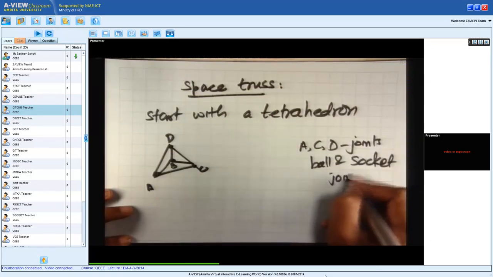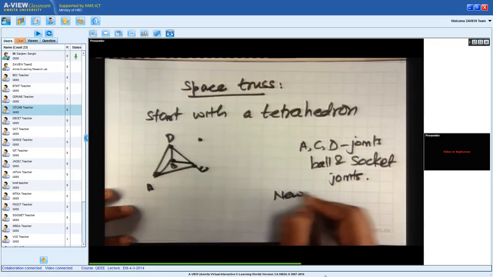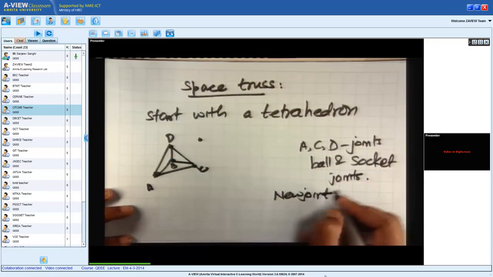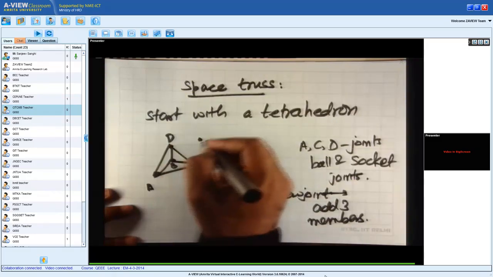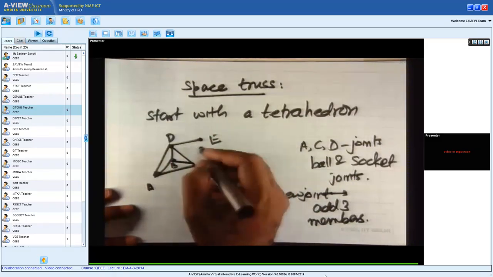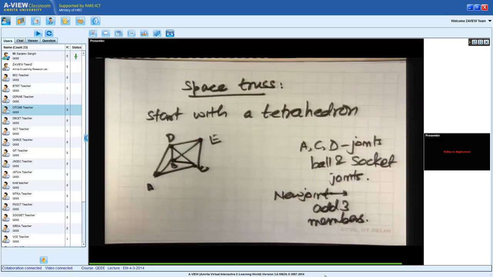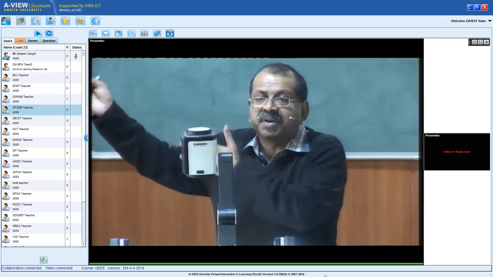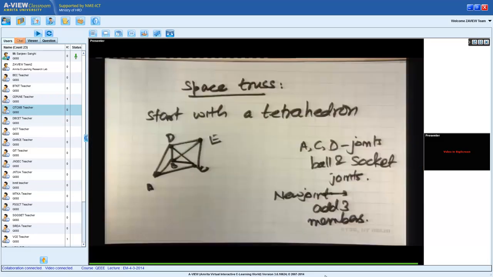ball and socket joints. Now you put a new joint and you connect, just as you added two members in a planar truss, here we have to add three. So I put E, I connect D to this, I connect C to this, I connect B to this, and this way I keep on adding tetrahedrons. And that is what gives me a just rigid space truss.